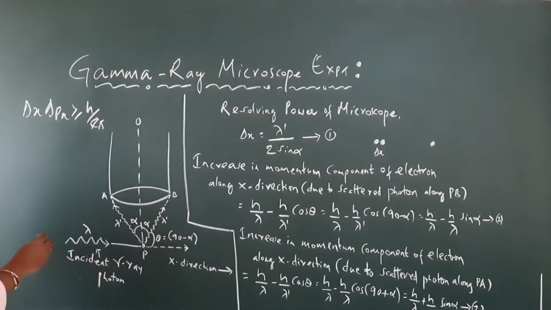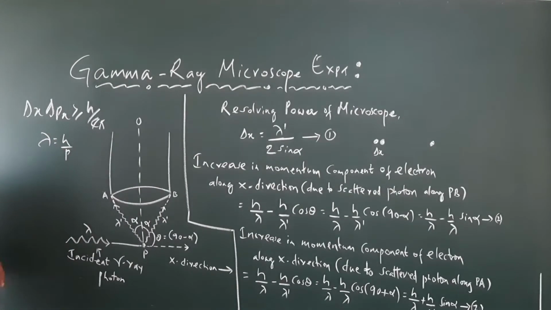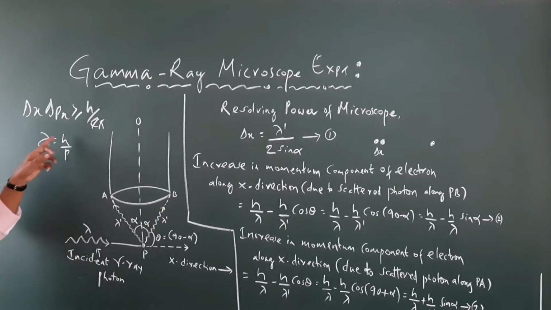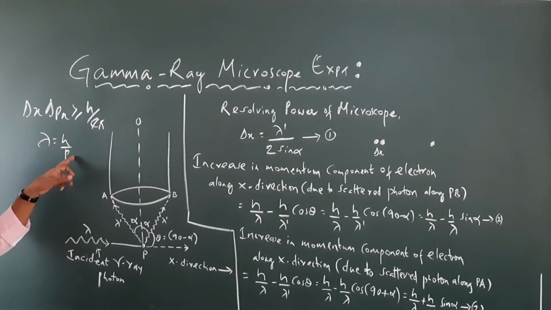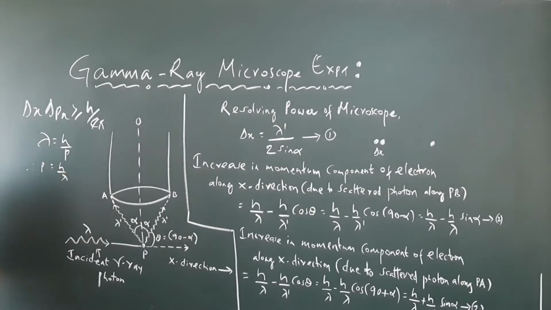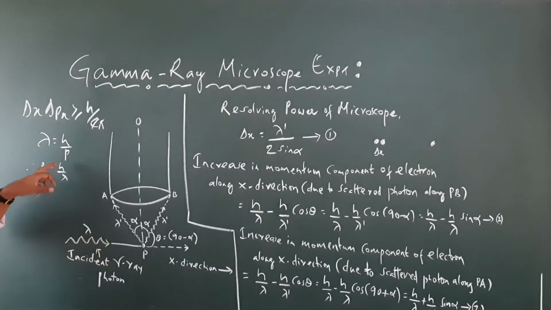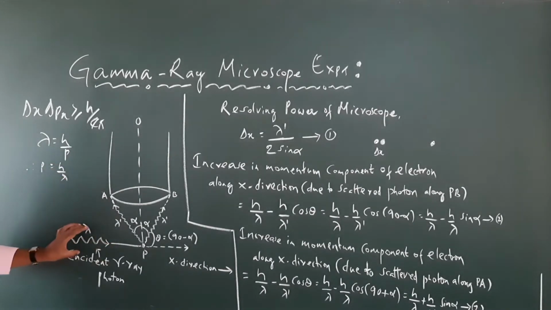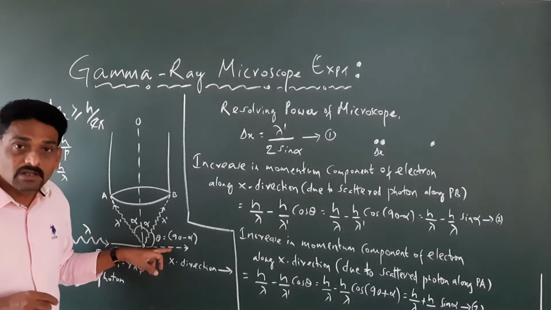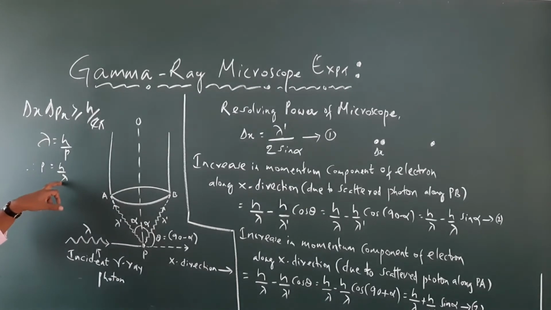We know as per de Broglie, we have an equation lambda equals h by p, where lambda is the de Broglie wavelength, h is Planck's constant, and p is the momentum. Therefore, we can say p equals h divided by lambda. So the momentum of this incident photon is going to be h by lambda before collision. After collision, the momentum of this scattered photon is going to be h divided by lambda dash.